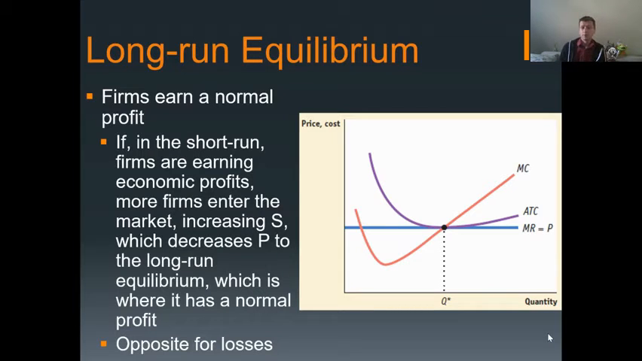The opposite will be true for losses as well. If you are incurring losses, if your ATC is above your MR equals D equals AR curve at the profit maximizing quantity, then firms will, in the long run, exit the market. If they exit the market, supply shifts left, supply decreases. One of the effects on the market equilibrium of supply decreasing is an increase in price. An increase in price in the market increases your MR equals D equals AR curve, it shifts it upwards. And that, therefore, will take you to long run equilibrium once again.